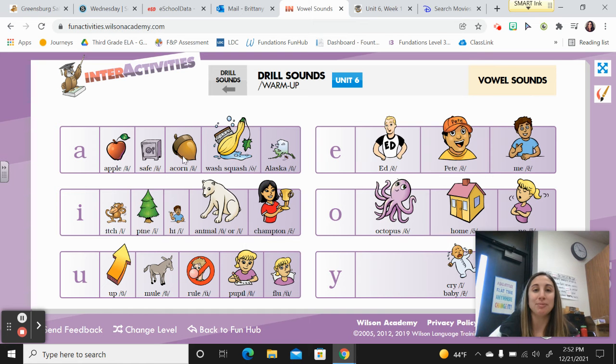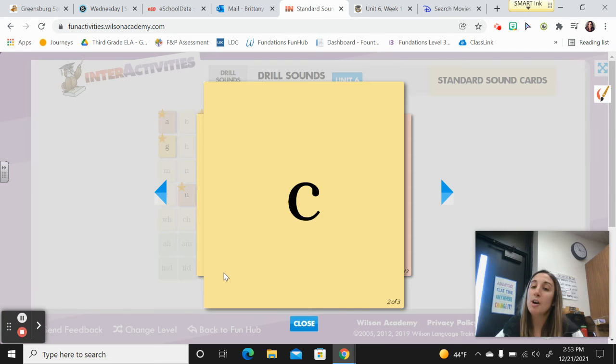A, acorn, A. I. U, pupil, U. U, flew, U. E, me, E. O, no, O. Y, cry, I. And Y, baby, E. Nice work. I also want to review that C does not always say C, cat, k.